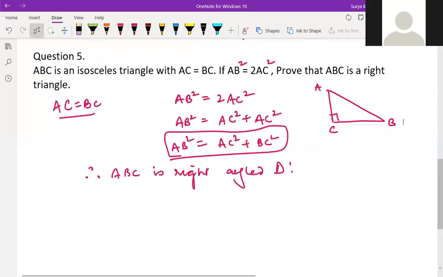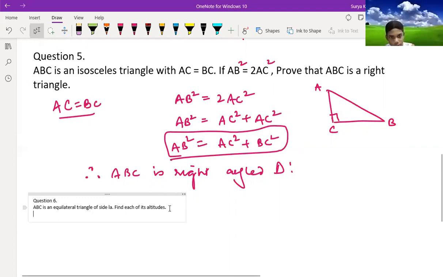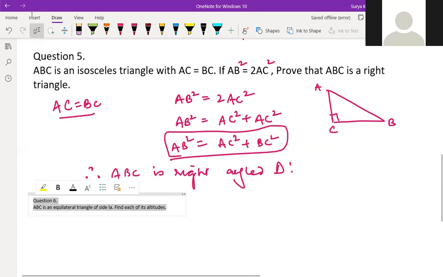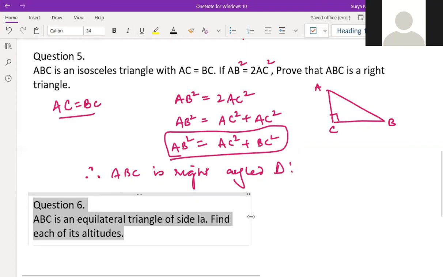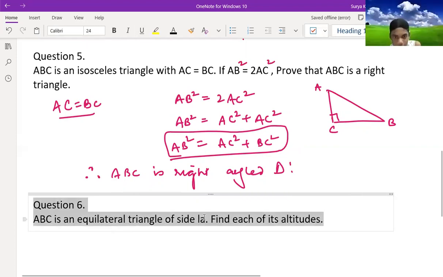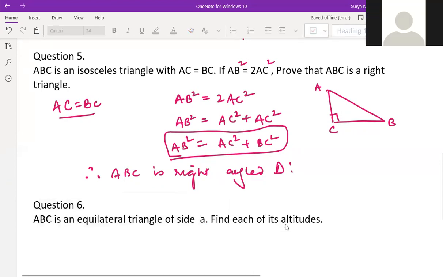Next question, question number 6. ABC is an equilateral triangle. Find each of its altitudes. So this is a very easy question, right, Adarsh? I think you can do this question. ABC is an equilateral triangle of side what? A? Of side 2A. Yes, sir. 2A. Okay.